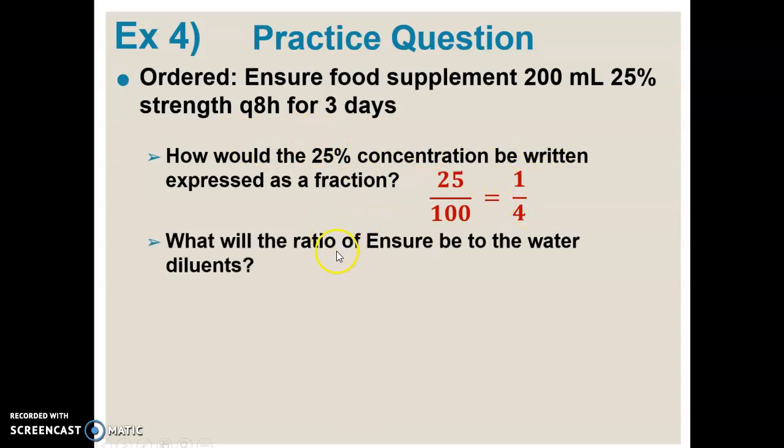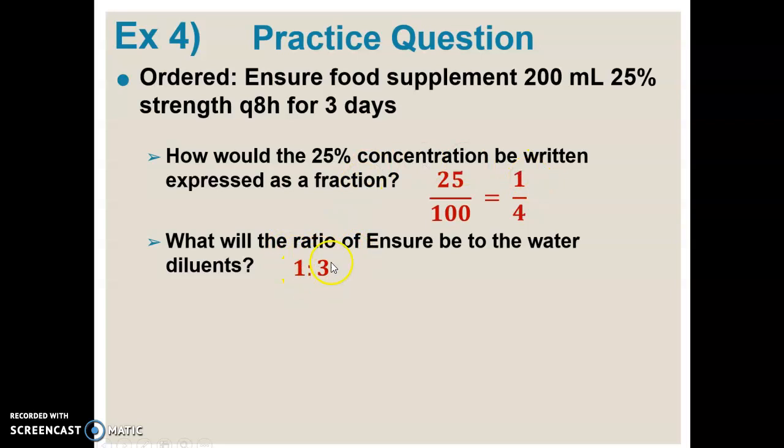What will the ratio of Ensure be to the water diluent? They're saying that Ensure is going to be our active ingredient, the drug, if you will, and water is going to be our inactive. So we need to figure this out as a ratio. The trick to the ratio is that you need it in fraction format first. Once you've got it in fraction format, the top part of your fraction is always the first number in your ratio.